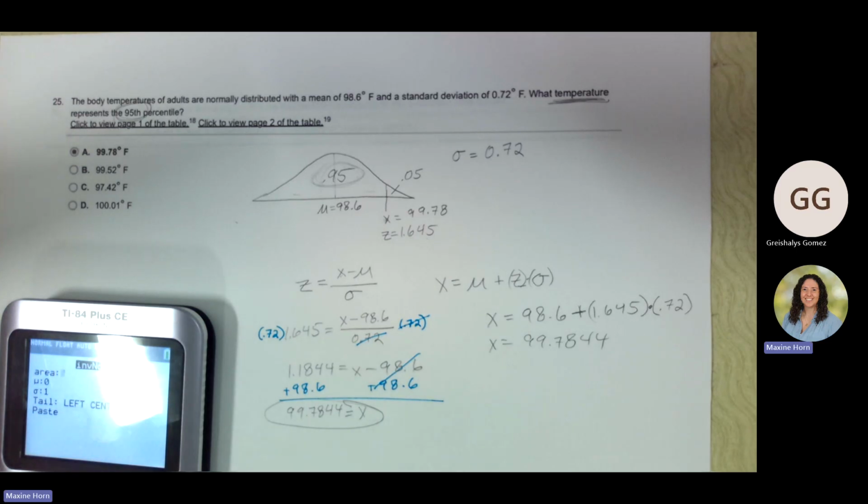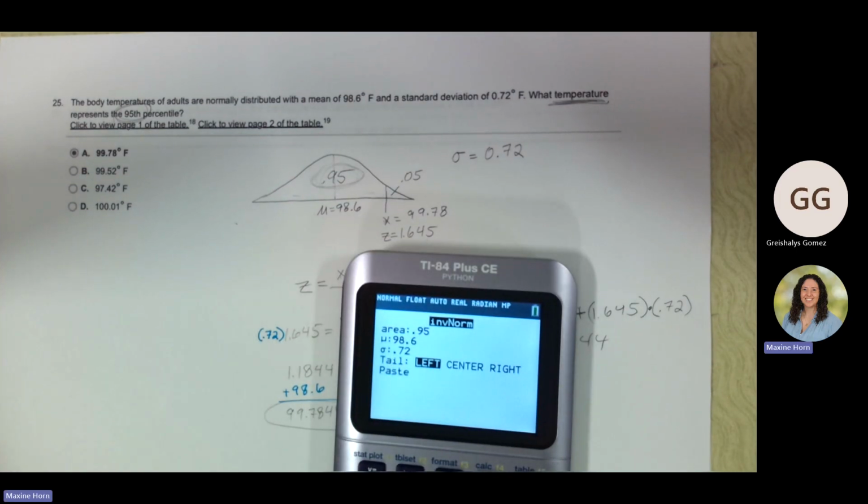And this is everything that we have. We have the area. The area to the left is 0.95. We have a mean, right? This is not just a standard normal curve. This is a specific situation. We have a mean, it's 98.6. We have a standard deviation, it's 0.72. And that area is to the left, right? Sorry, the reflection, you can't really see that.